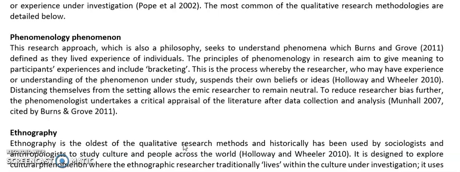Distancing themselves from the setting allows the emic researcher to remain neutral. To reduce researcher bias further, the phenomenologist undertakes a critical appraisal of the literature after data collection and analysis (Munhall, 2007, cited by Burns and Grove, 2011).